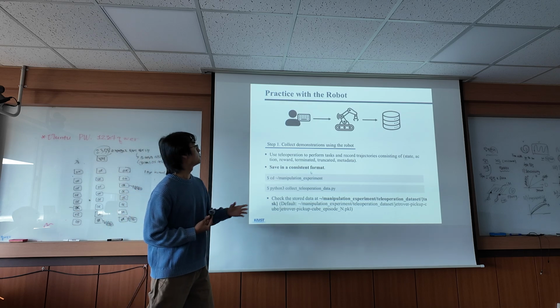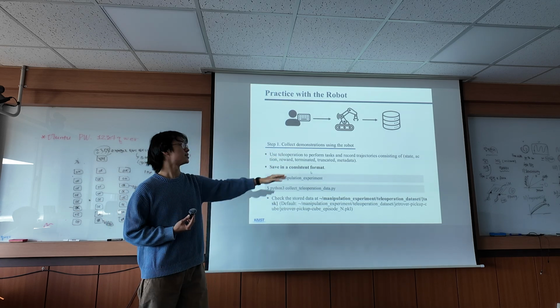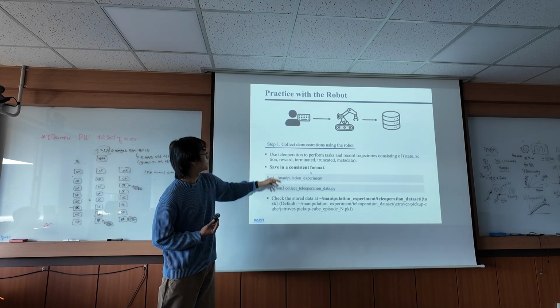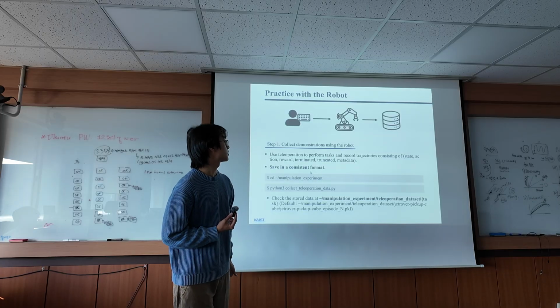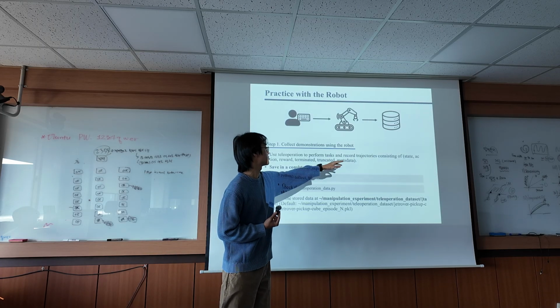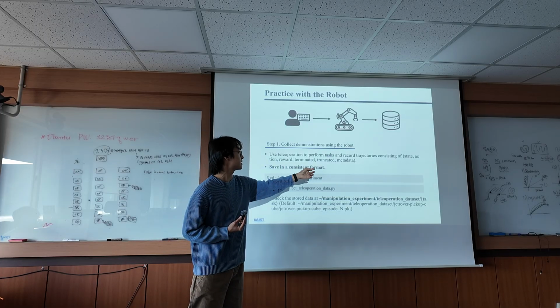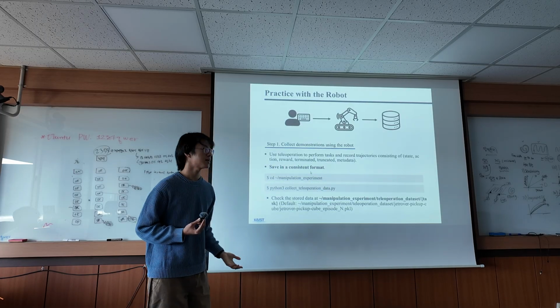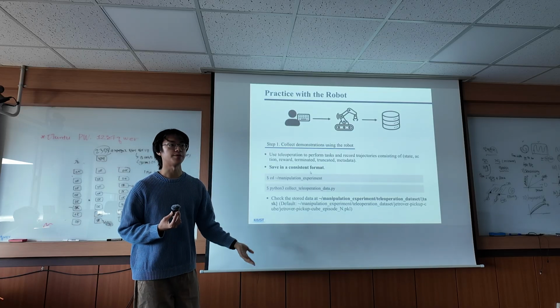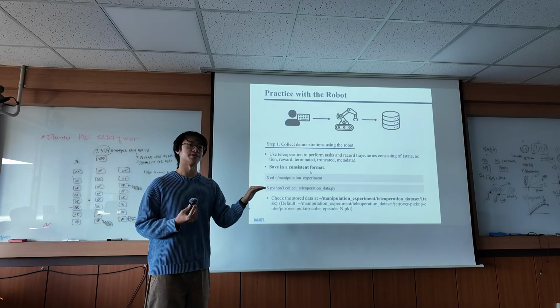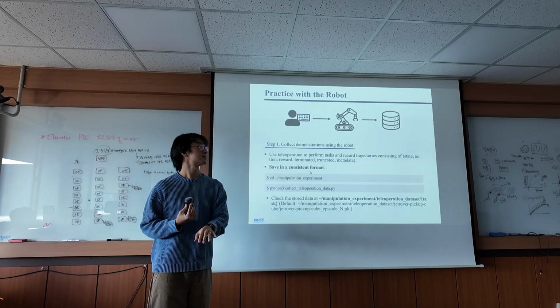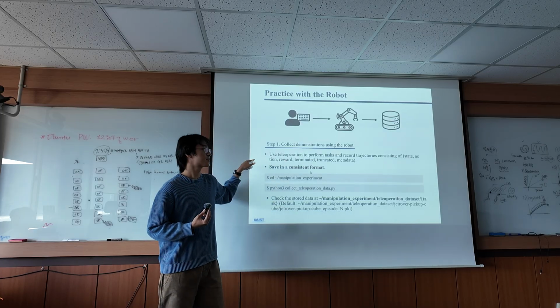Using the robot, we should collect the demonstration. We use teleoperation to perform tasks and record trajectories consisting of state, action, reward, terminated, truncated, and metadata. So whenever we input an action with the keyboard, it saves these pairs.